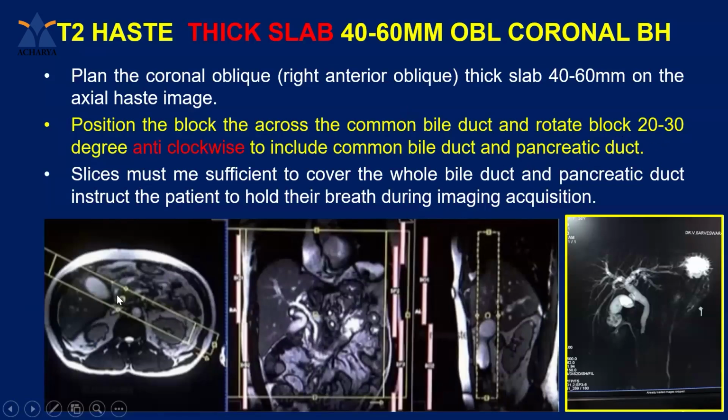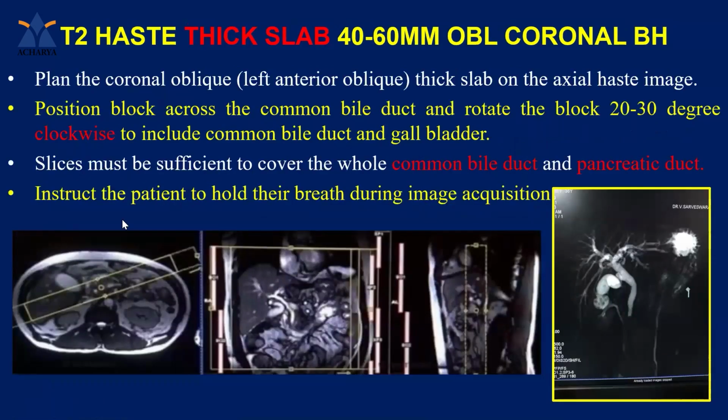Rotate 20 to 30 degrees anti-clockwise to include the common bile duct and the pancreatic duct. The slices must cover the whole bile duct and pancreatic duct. Instruct the patient to hold their breath during the image acquisition. Then, it's a single shot image, and you will get the 3D image. This is like a 2D image, thick slab. This is clockwise, this is anti-clockwise.